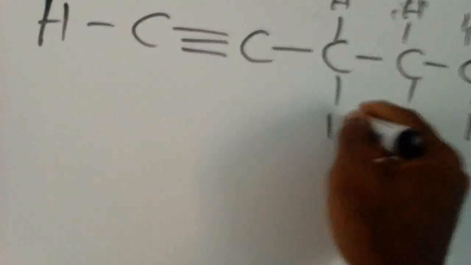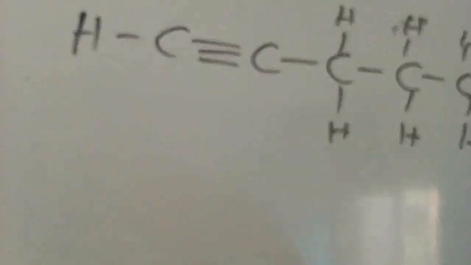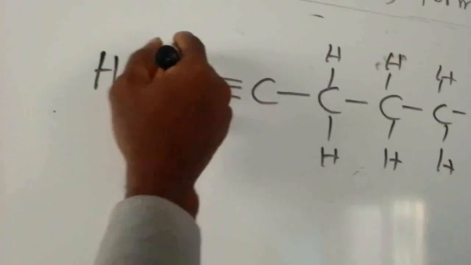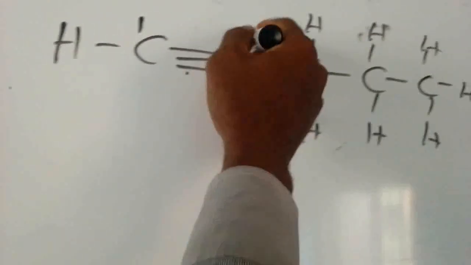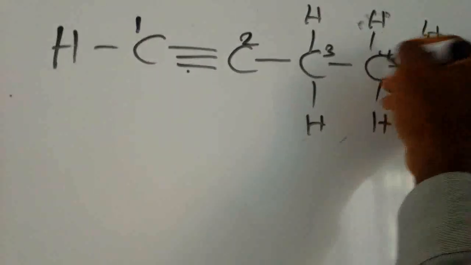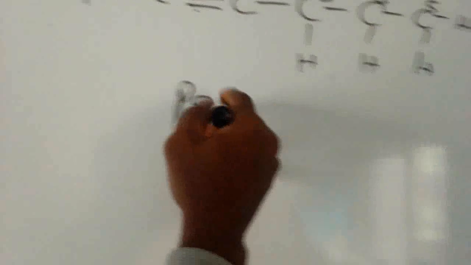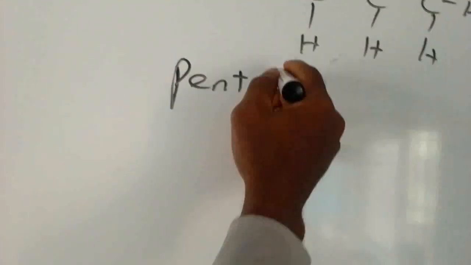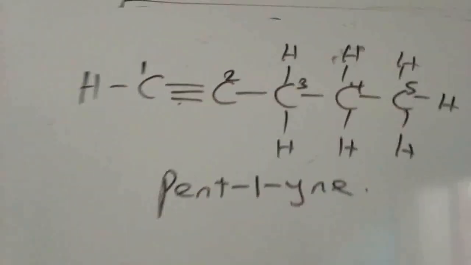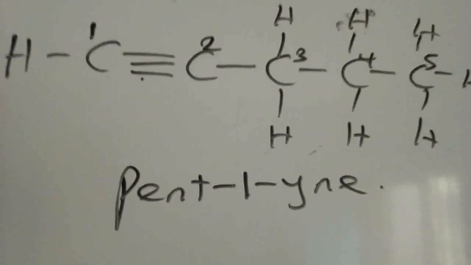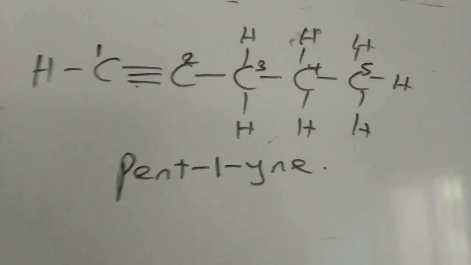So this alkyne has a name. The functional group is the triple bond, so we'll number from the end closer to it: 1, 2, 3, 4, and then 5. This alkyne is called a pentyne compound, pent-1-yne. So to draw the structure of pent-1-yne, what would I do?